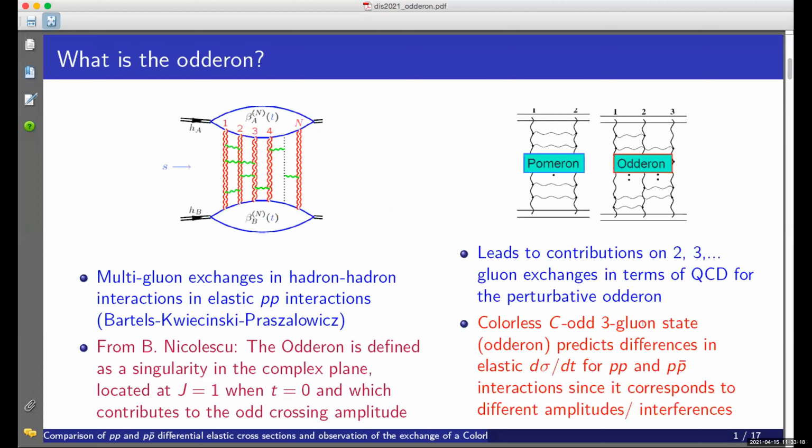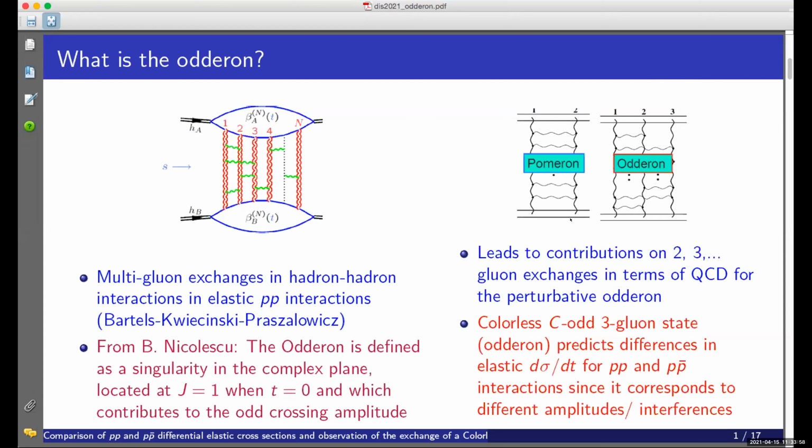So before going into the detail, let me introduce very briefly what the gluon exchange in hadron-hadron scattering is. The plot on the upper left is the so-called Bartels-Fischinski-Prasalovich model. First of all, from the people that introduced the odderon, Nicolescu et al. From Basarab Nicolescu, the odderon is defined as the singularity in the complex plane located at j equal 1 when t is equal to 0, and which contributes to the odd crossing amplitude. So this is the definition given by its authors, but it's maybe a bit complicated to follow.